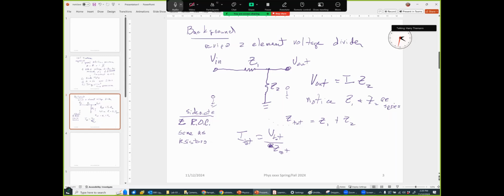So we see that, and from now on, we're going to call V total V in. So we see that V out is going to equal V in divided by Z total times Z2.